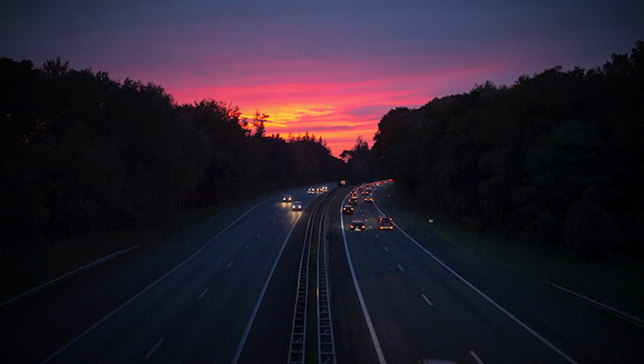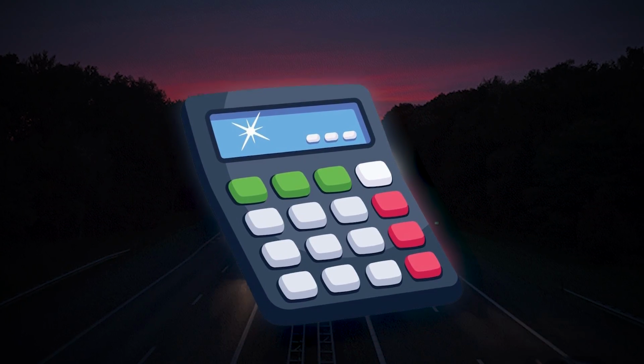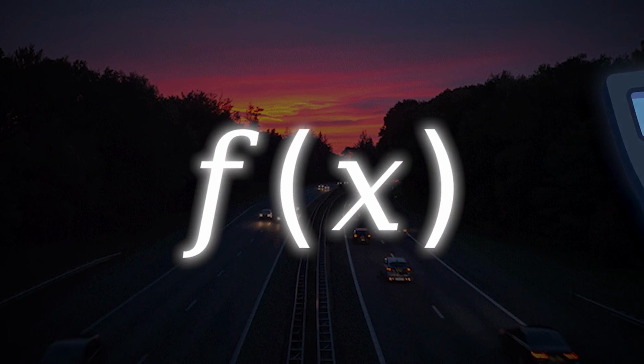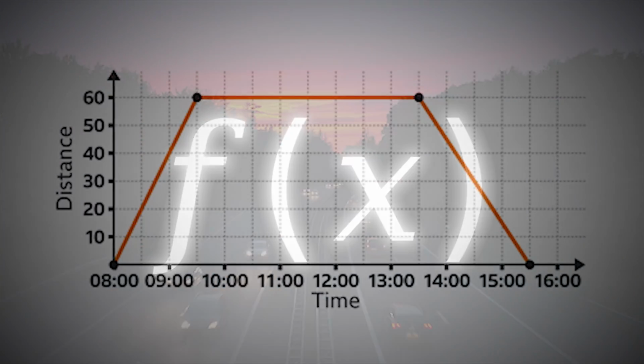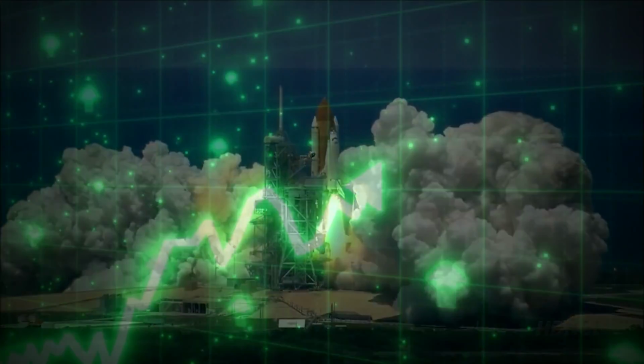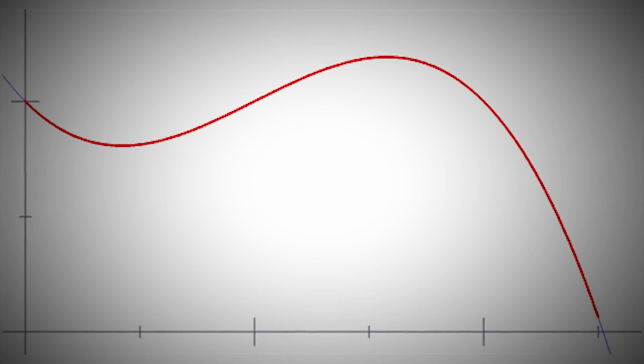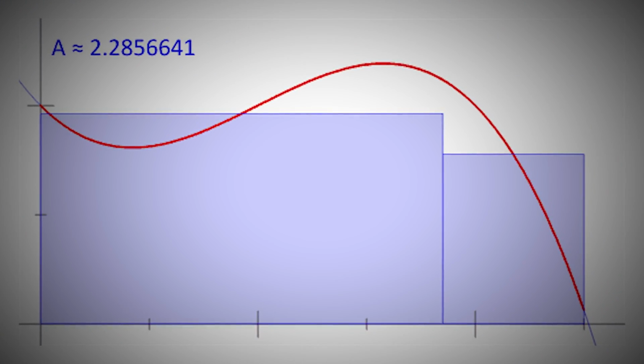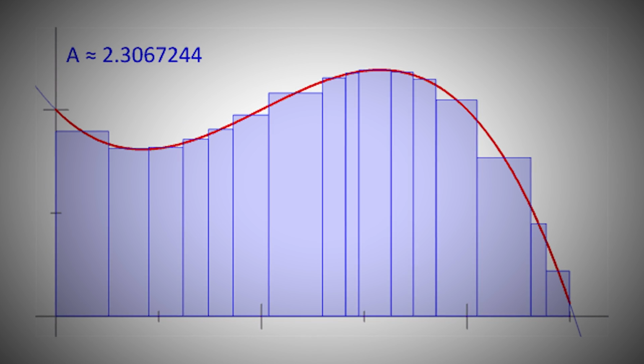Imagine you're planning a road trip and need to calculate the distance traveled over time. This relationship between time and distance is a function, and its graph shows how your journey unfolds. From plotting the trajectory of a rocket to predicting stock market trends, functions and their graphs help us visualize and understand complex relationships in the real world.